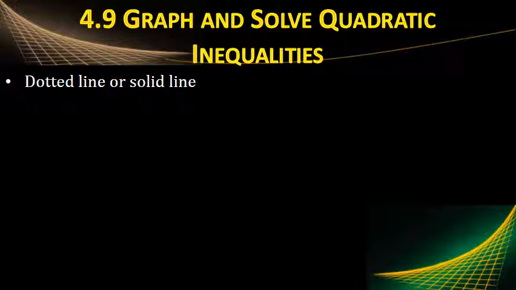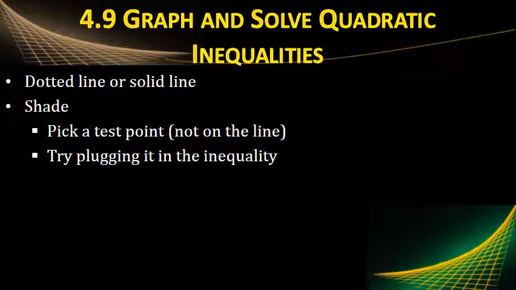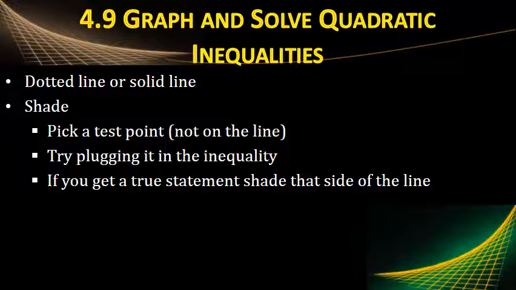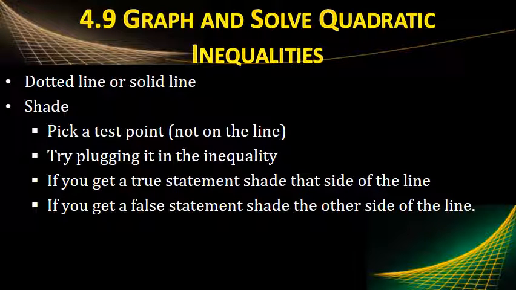It's a dotted or solid line. It's dotted if it's not equal. It's solid if it is equal. And then you have to shade. You can pick a test point not on the line, and you can plug it in. If it's true, you shade that side of the line. If it's false, you shade the other side of the line. Or the shortcut: if y is greater than your function, you shade above. If y is less than your function, you shade below.